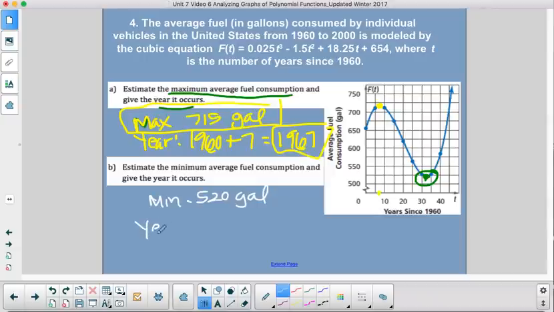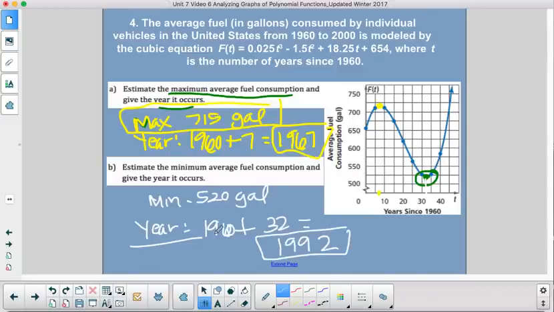And then what year does that occur in? Well, we know we're starting at 1960 plus however many years this looks like. So this is for 35 years, so in between 30 and 35, so maybe like 32 years. So 1960 plus 32 gives us 1992. So in 1992, that was when the minimum average fuel consumption occurred.